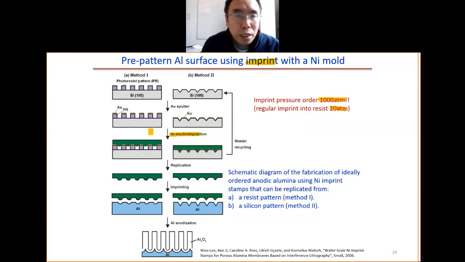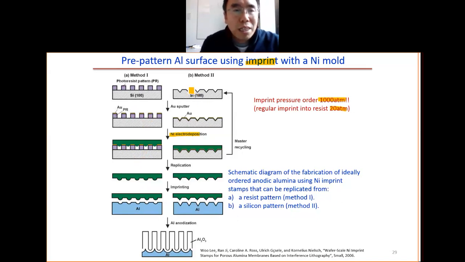So there are two ways. Here we show the two ways to make this nickel mold. The first one, you do the photoresist pattern. Then you coat the metal on the top by some angle evaporation. You tilt the wafer, then you do the evaporation. You will coat the metal on the top, not on the bottom. Then you do the electroplating, nickel electroplating. Then you remove the other layer. You get this nickel mold.